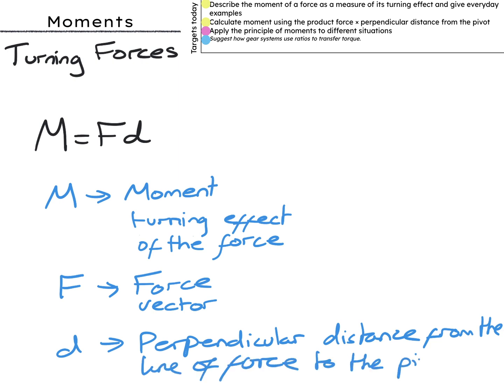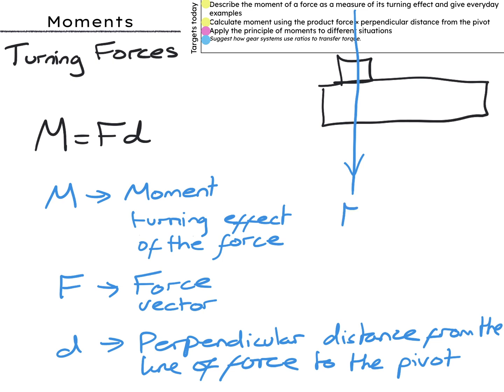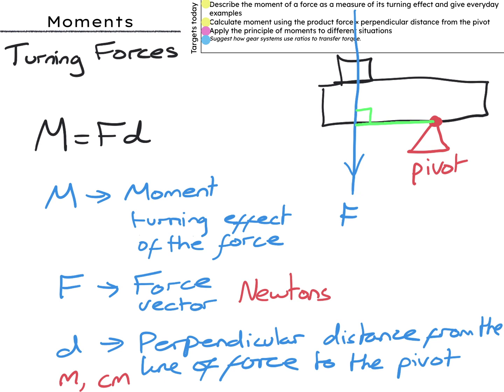Okay, you might not have come across that before. I'm saying the line of force because it is best to draw the force like this as a long line. It doesn't matter where the arrow starts or ends. The pivot is over here. So we draw a line from the pivot to the line of force that is perpendicular to the line of the force. So M equals Fd, and F is measured in newtons, d is measured in meters or centimeters. So M is in newton meters or newton centimeters.